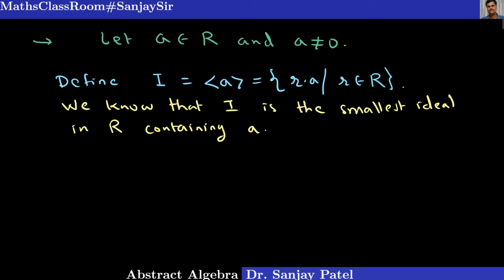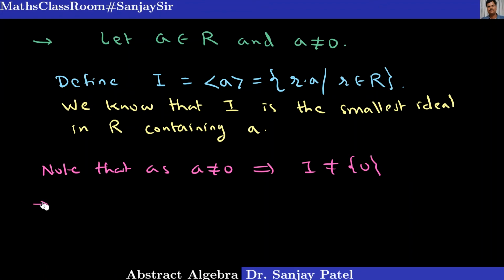First of all, note that as a is not equal to 0, the set I is not equal to singleton 0. It contains at least one non-zero element, because unity is also there. So I contains 0 as well as at least one more element, because the ring R has unity. Fine. So note that a is not equal to 0 implies I is not equal to singleton 0.